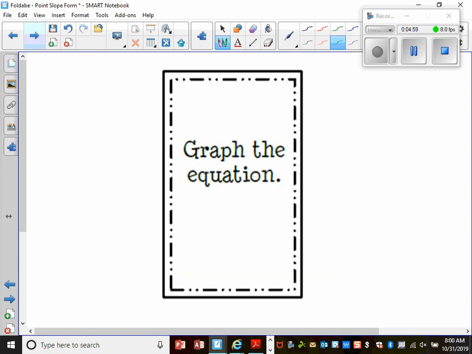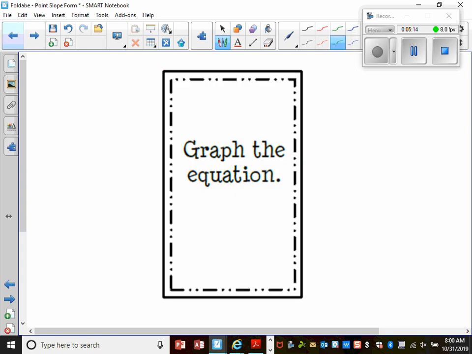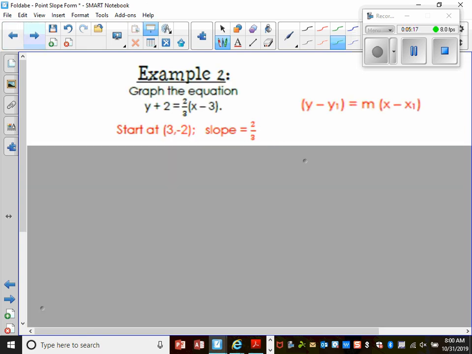So what if you're looking at a graph? I'm giving you the different situations that you're going to see on your homework. That's if you're given a point and a slope. But what if you're asked to graph? Let's take a look. Actually, this is an equation, and it says graph this equation.